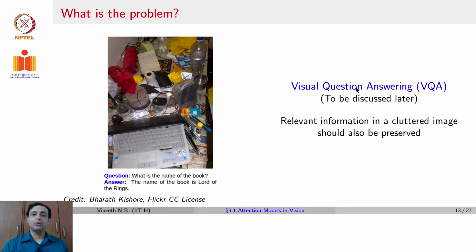Similarly, even if you had image captioning and related problems such as visual question answering, which we will see later. So if you had this image that we saw in the very beginning of this course, and if we asked the question, what is the name of the book? The expected answer is the name of the book is Lord of the Rings. The relevant information in a cluttered image may also need to be preserved in case there are follow-up questions with a dialogue.